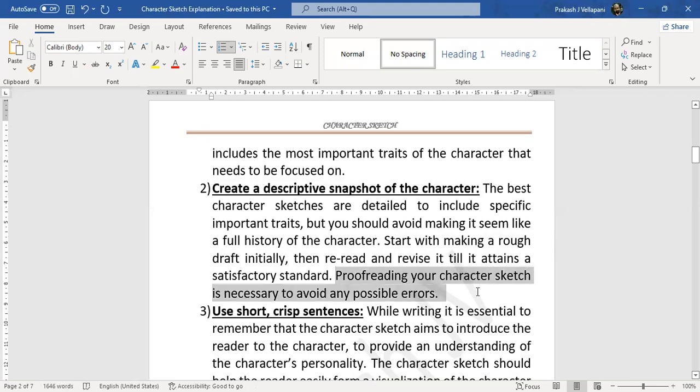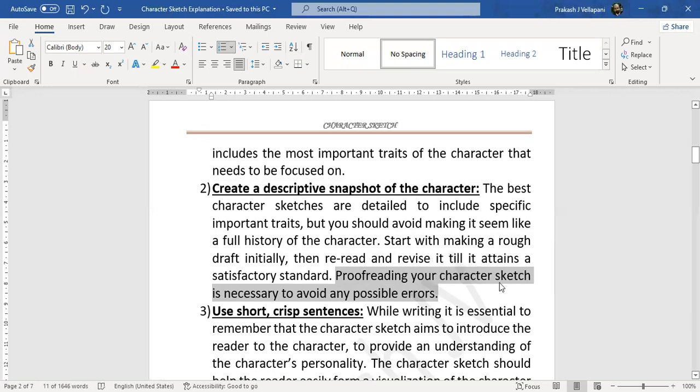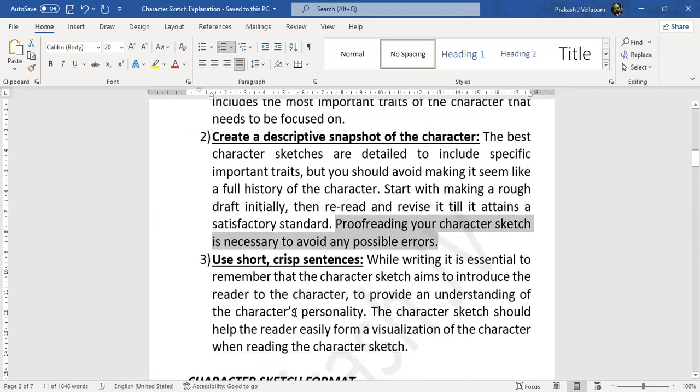Start with making a rough draft initially, reread and revise it till it attains a satisfactory standard. Proofreading your character sketch is necessary to avoid any possible errors. After you are done with your character sketch, read it one more time to ensure that there are no mistakes or errors in it. Last but not the least, use short, crisp sentences.